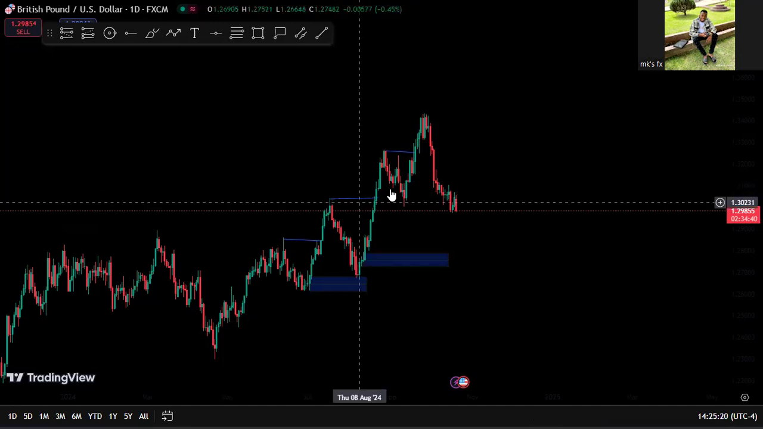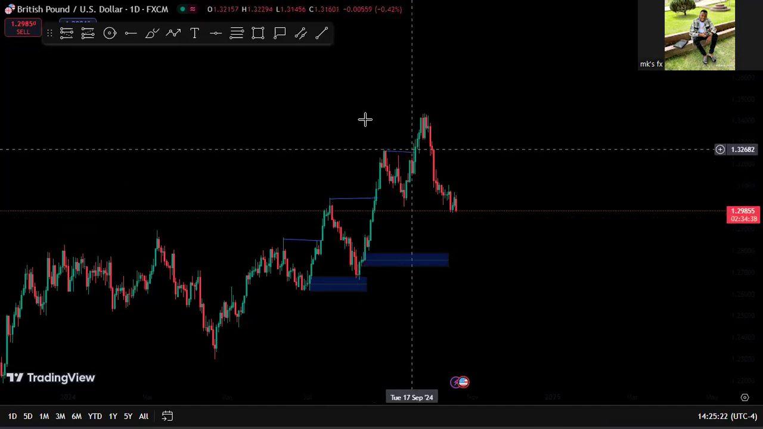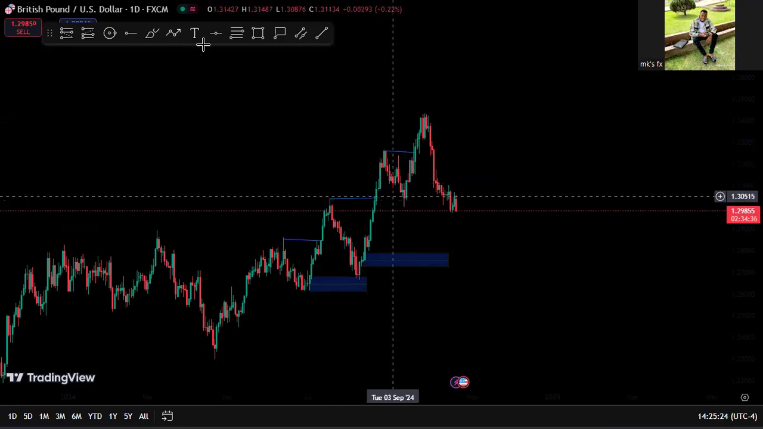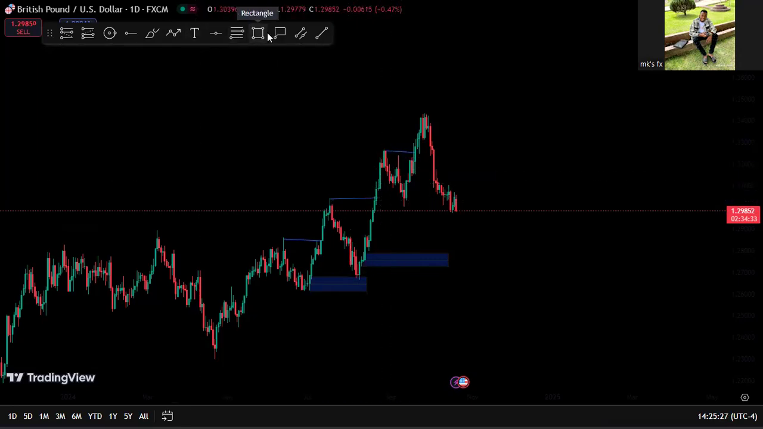Now, the next thing is we can see that we had another break of structure. So where was the last candlestick before the impulsive move? The last candlestick was this.